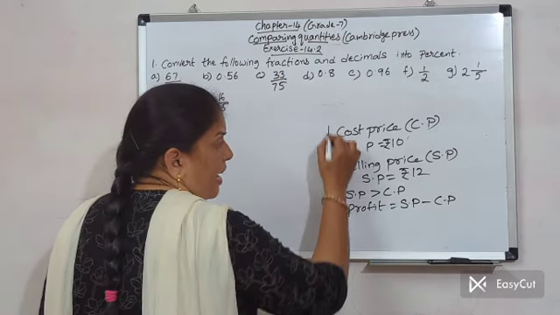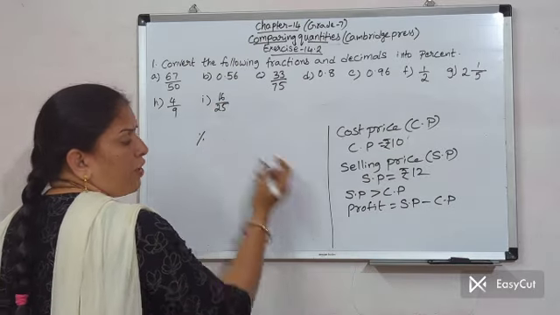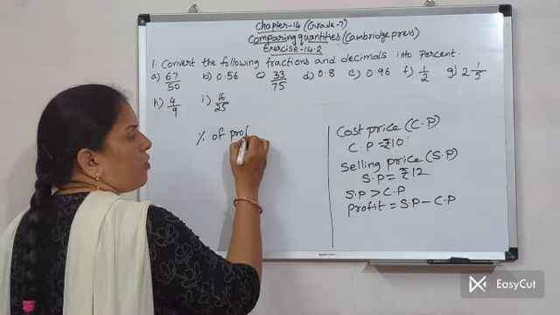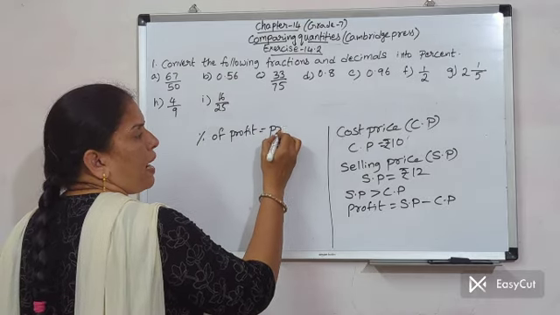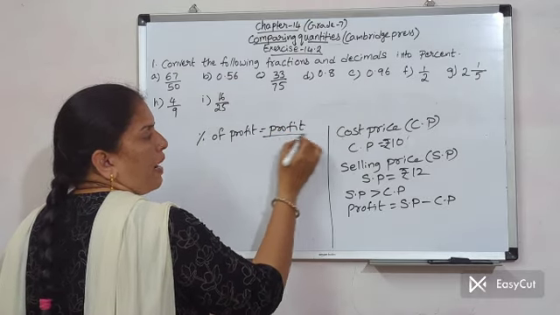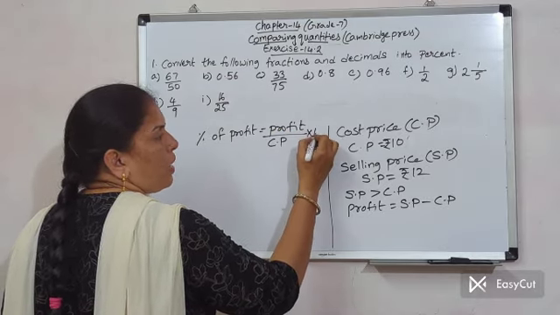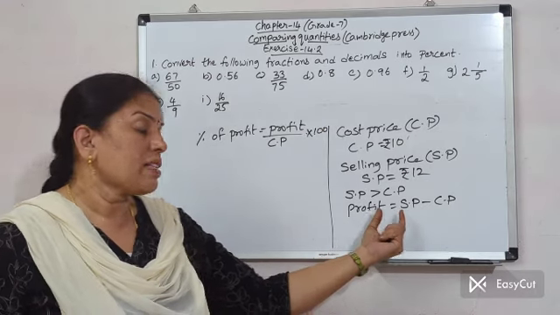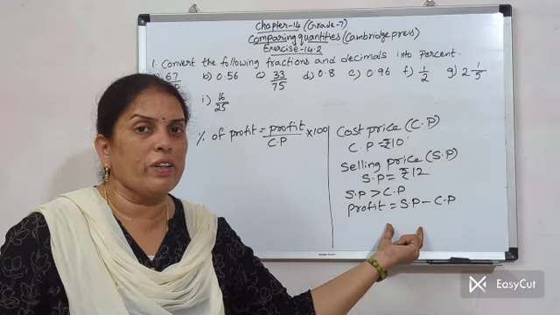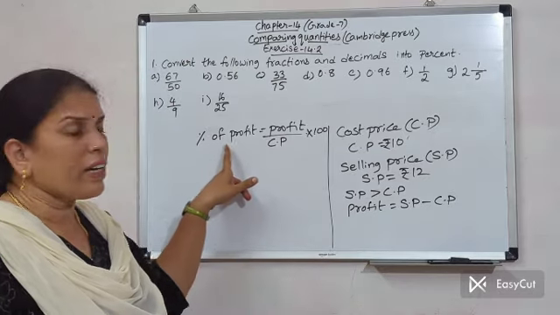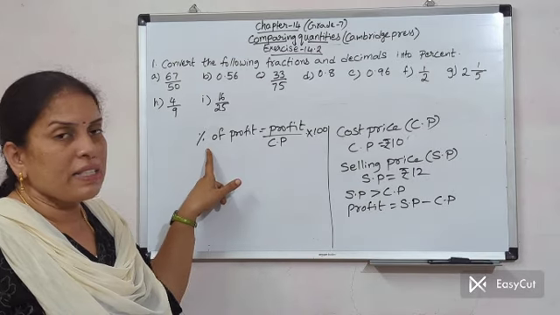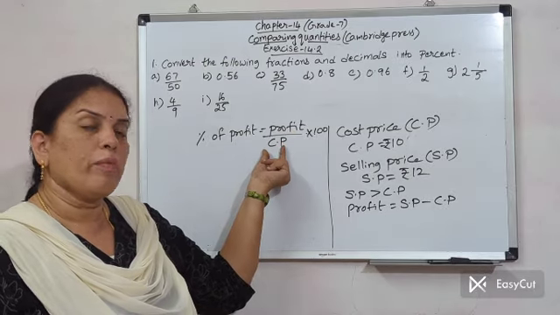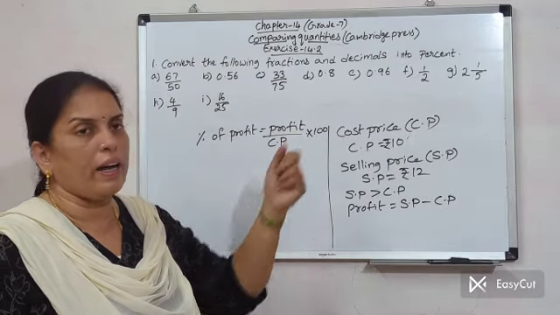Next, the percentage of profit. I want to change this one into percentage. Percentage of profit is equal to profit by CP into 100. The same profit I want to convert into percentage. If I want to convert into percentage, percentage of profit is equal to profit by CP, and in the denominator you must write CP, into 100.